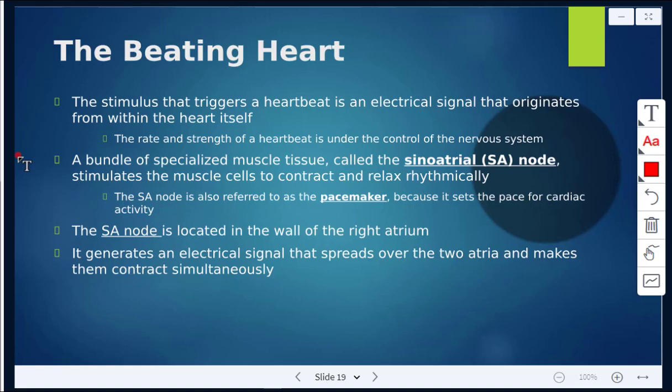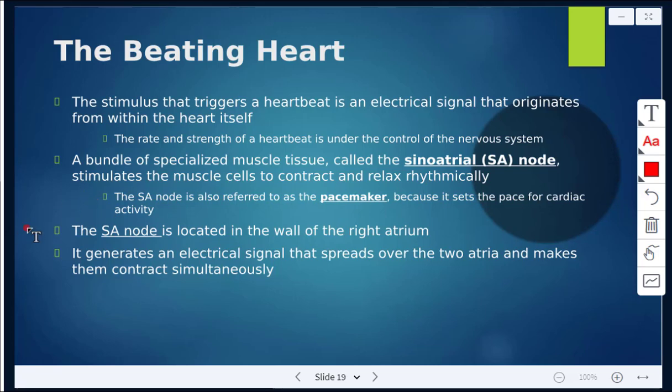There's a bundle of specialized muscle tissue called the sinoatrial node, or the SA node, and it stimulates the muscle cells to contract and relax rhythmically. It's also called the pacemaker. This SA node may also be called the pacemaker, the reason being it sets the pace for cardiac activity.